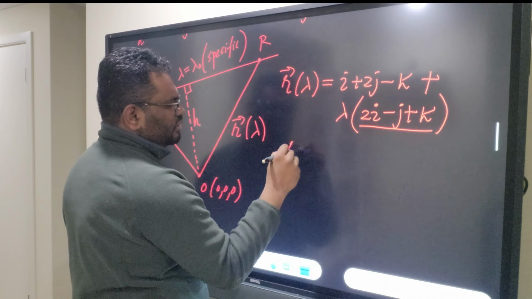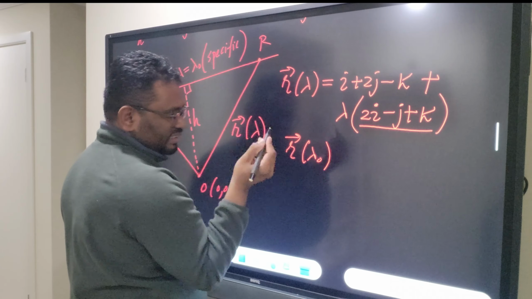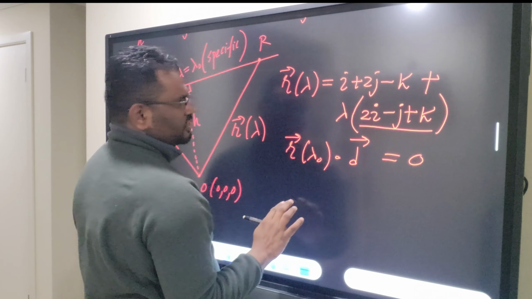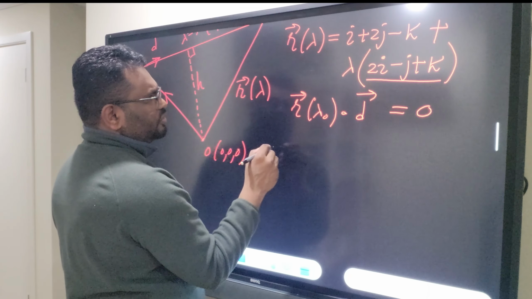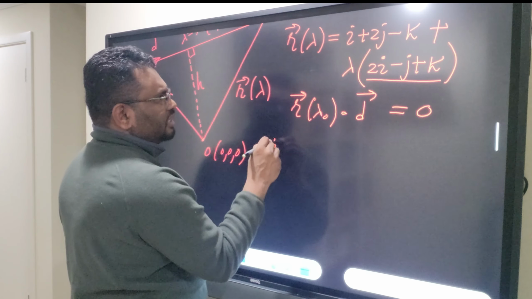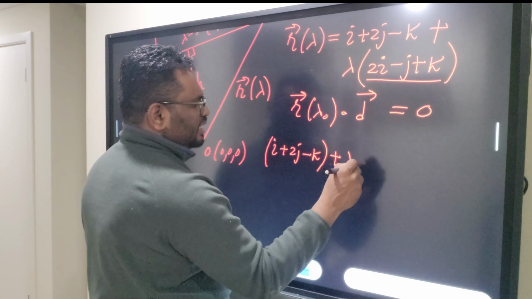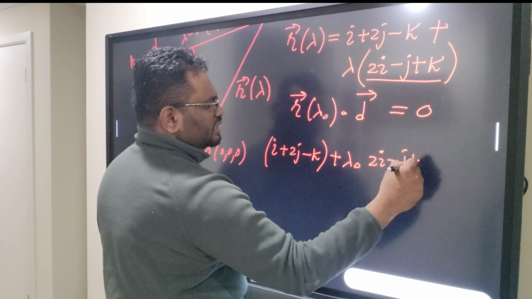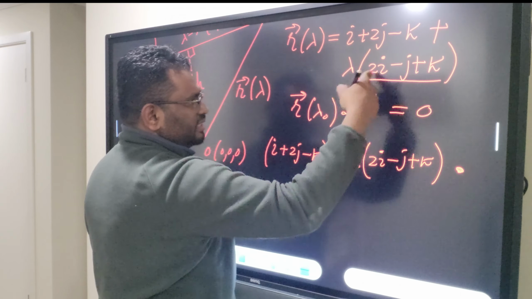So what we are going to do is take r of lambda 0, because that's a specific value, dotted with d, which should be equal to 0. This is the operation we are going to do. Now r of lambda 0 is going to be i plus 2j minus k plus lambda 0 times 2i minus j plus k. So this whole thing dotted with d is going to be this.